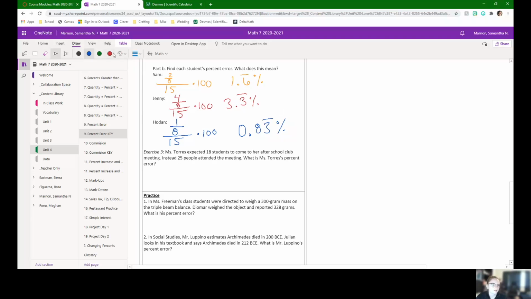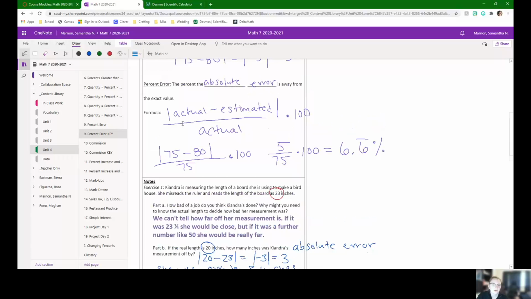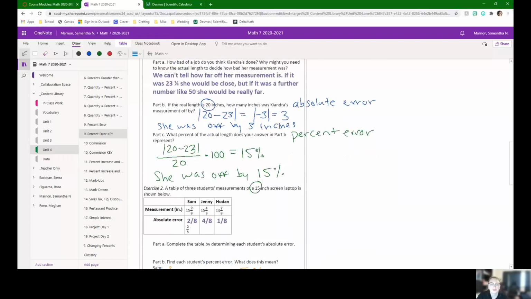So for the last question that we're going to do together here. Ms. Torres expected 18 students to come to her after-school club meeting. Instead, 25 people attended the meeting. What is Ms. Torres's percent error? So we're going to do the same formula that we put in our vocabulary up here. The absolute value of the actual minus the estimated divided by the actual times 100.